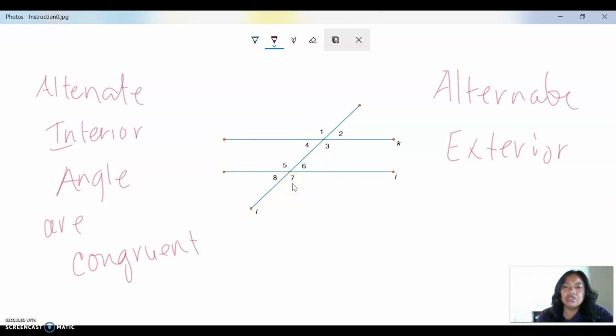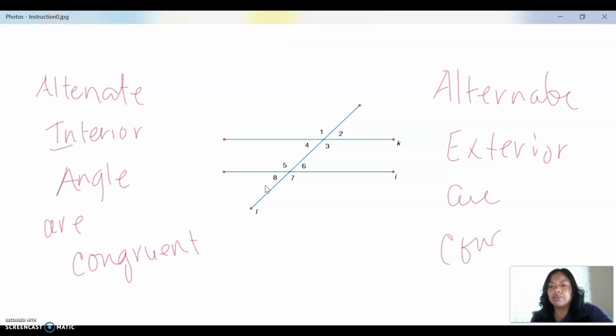Also, alternate exterior angles are angles 8 and 2. 8 and 2 are on opposite sides of the transversal, alternating sides of the transversal, and exterior means that they're on the outside of the parallel line. And what's significant about alternate exterior angles is that they are also congruent, meaning that they are equal, okay?